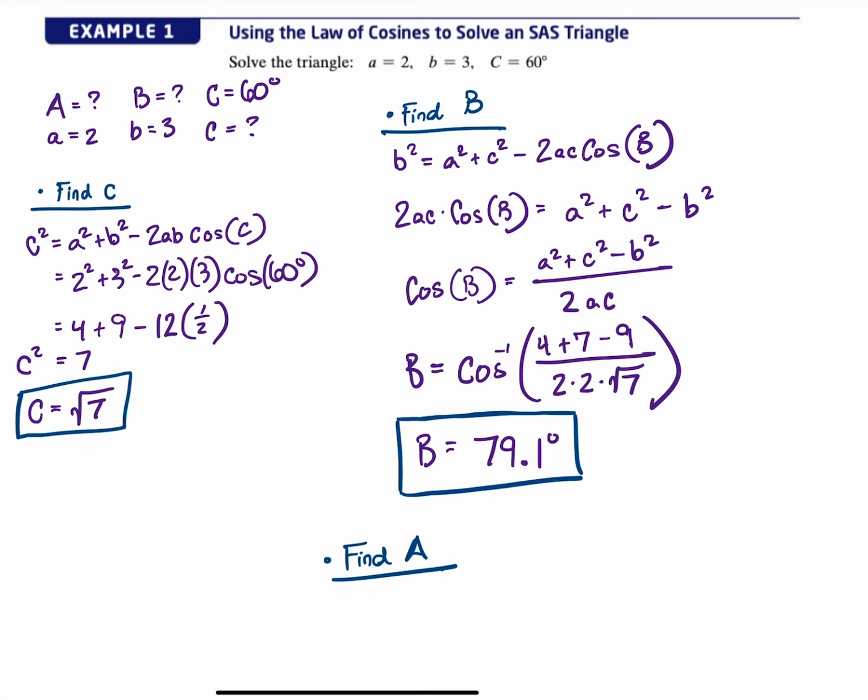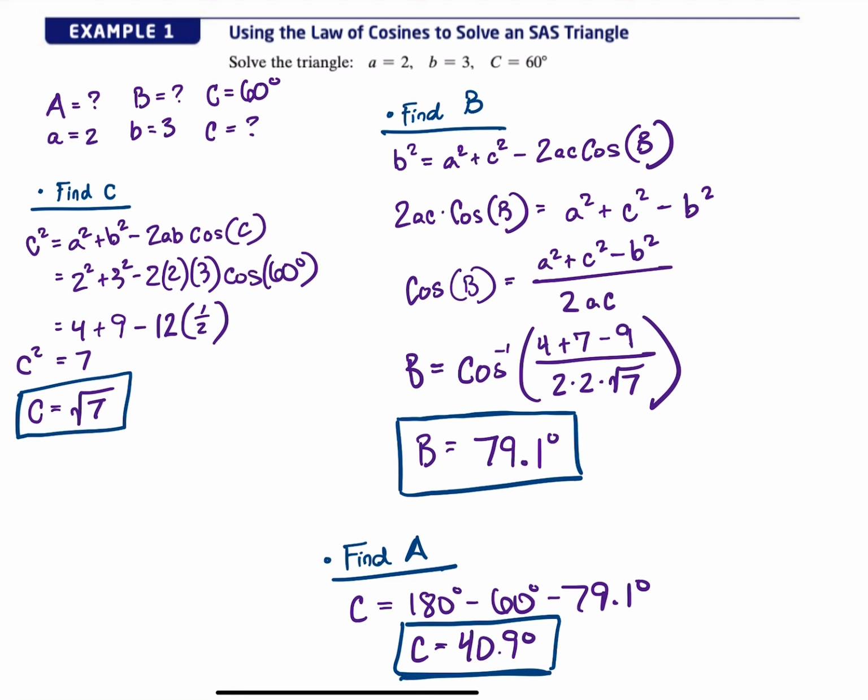Since we know angle C and angle B, we can just subtract both of those from 180 degrees. This one can be easy. We can say angle A should be 180 minus 60 degrees minus 79.1 degrees. So that will give you that A is equal to 40.9 degrees. So once you have two angles, you can just use that property that all angles within a triangle should sum up to 180 degrees.